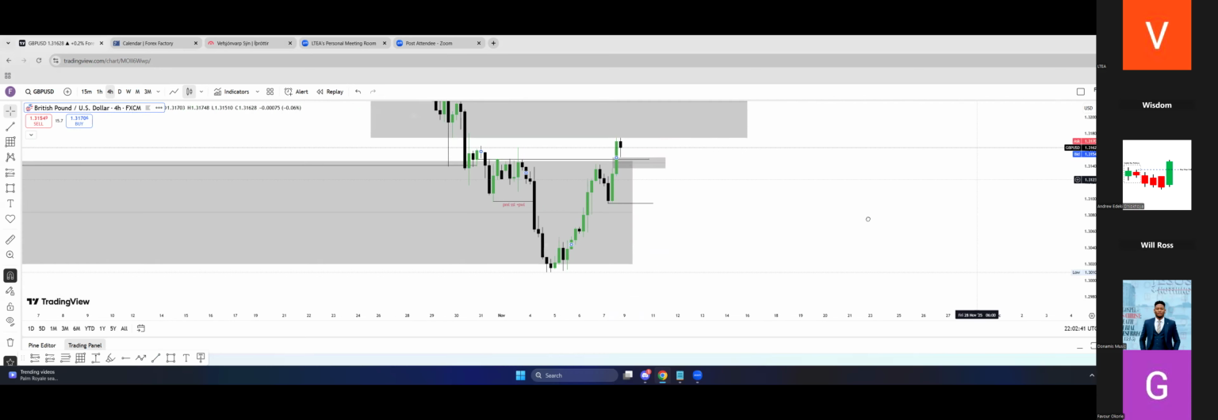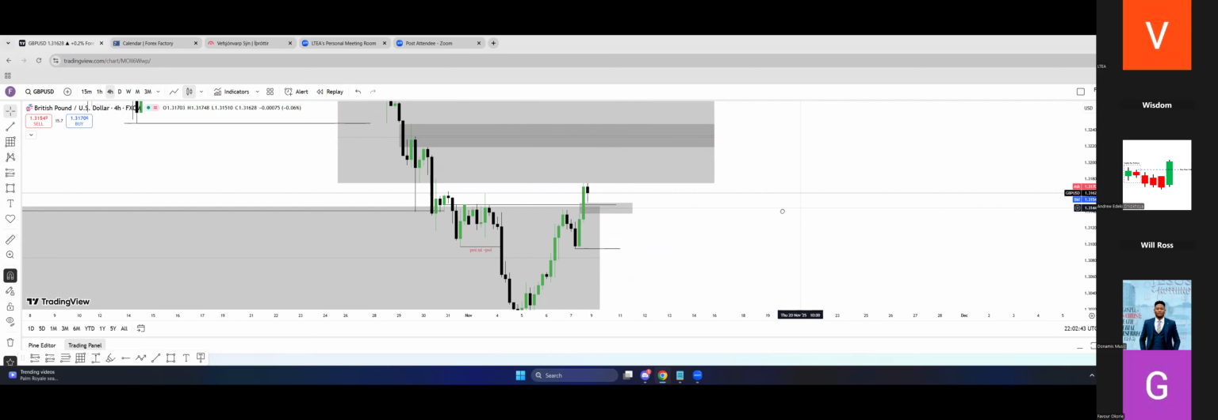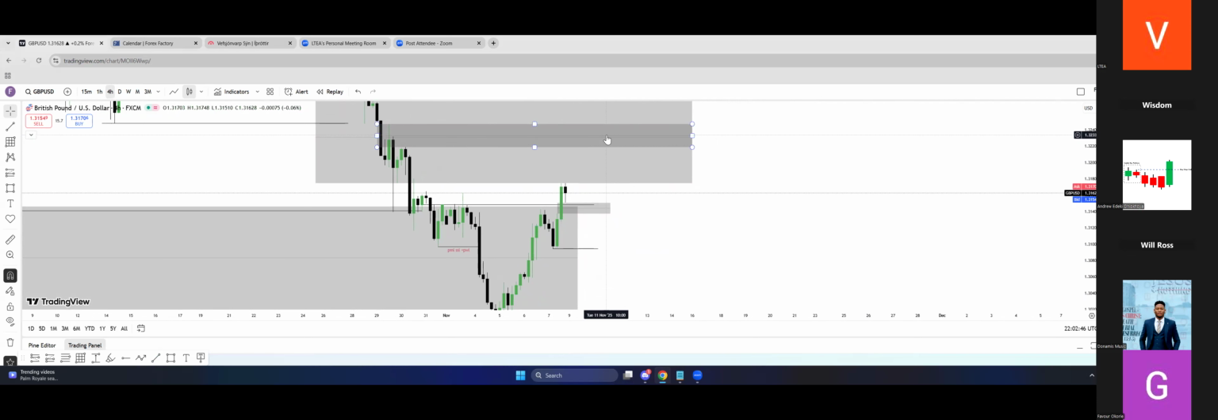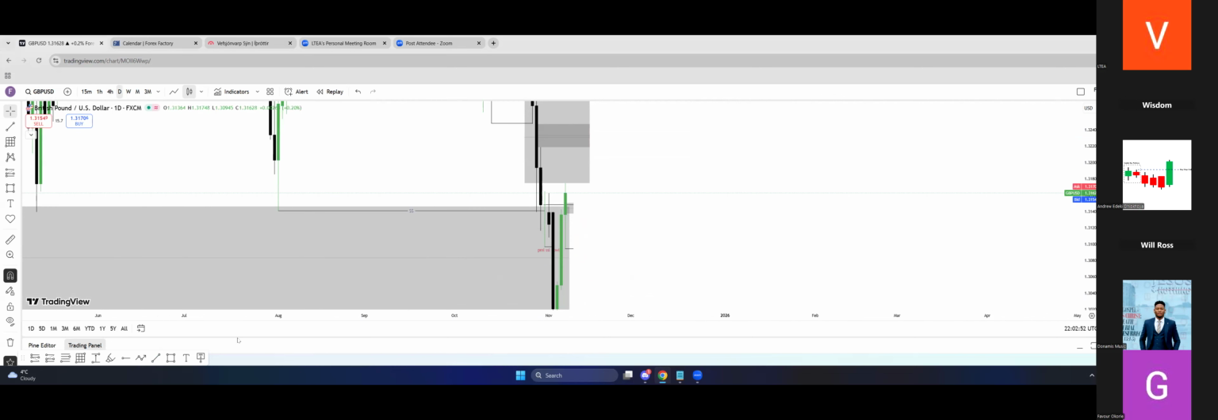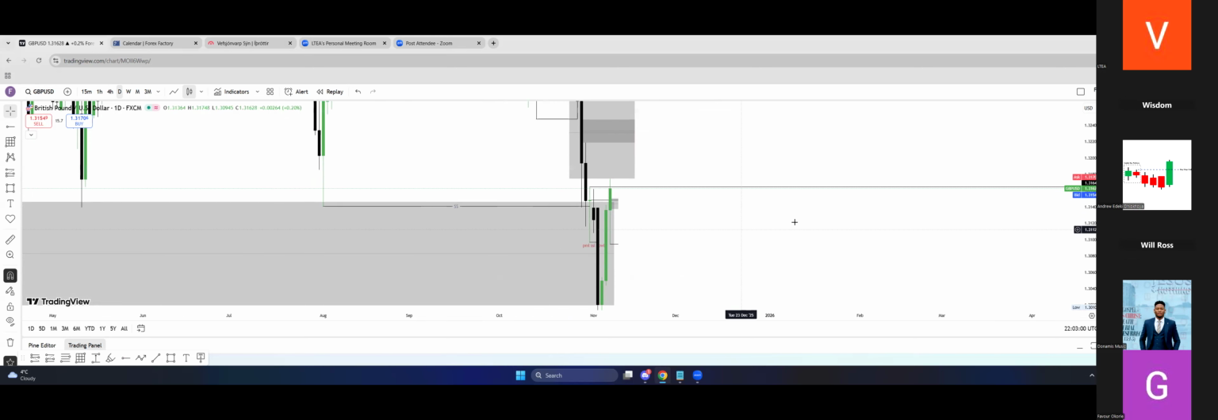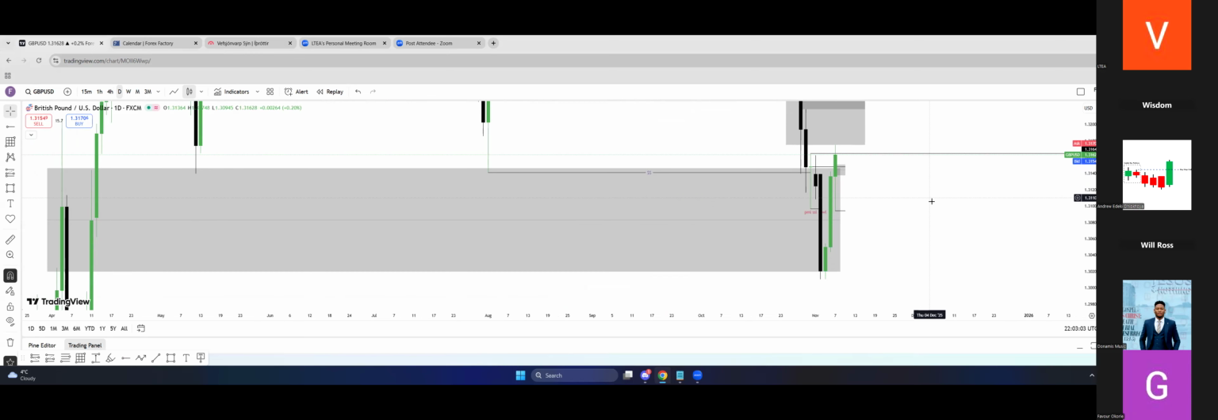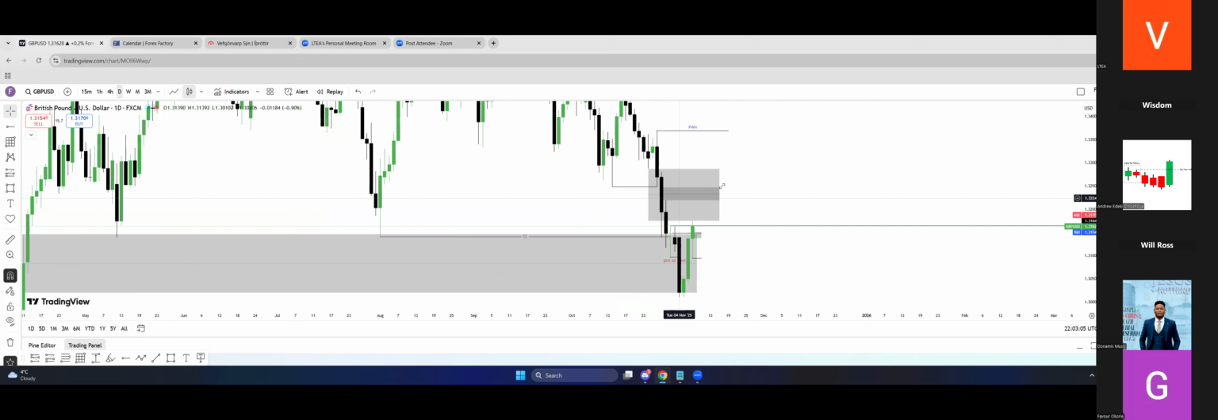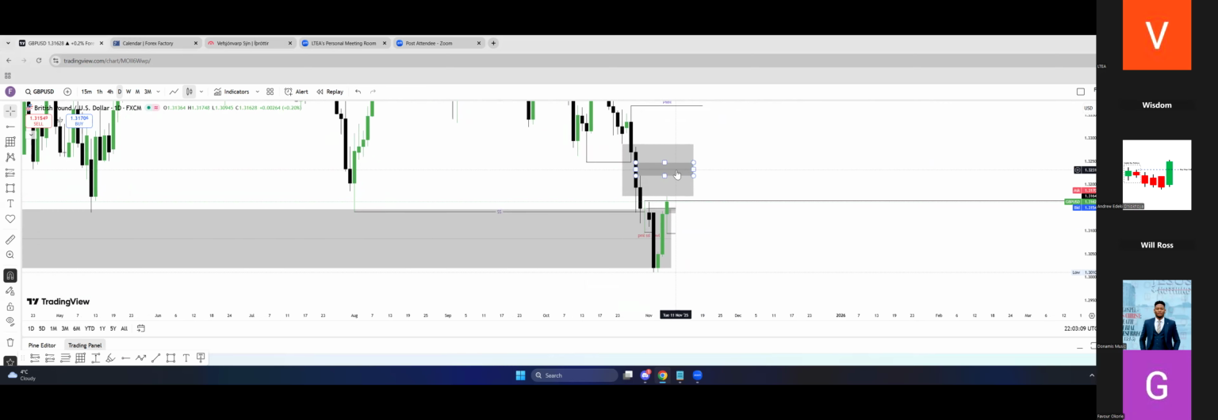But again, we have inefficiency here. That is where price might be heading to because it has given us change of state of delivery, even if price did grab liquidity above this high right here. So either to this inefficiency to balance it, and from here you can decide to go down or continue going higher.